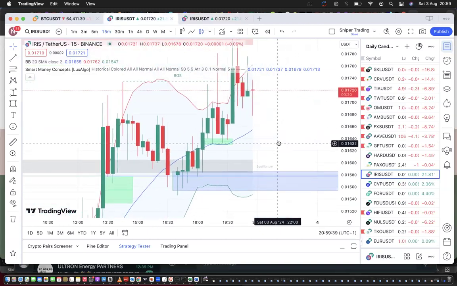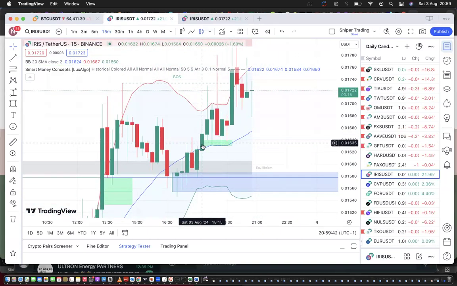Now look up here. There was an imbalance here again. There was an imbalance here again. All right. And this is the gap.